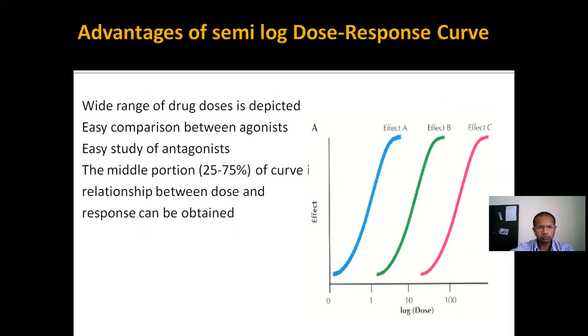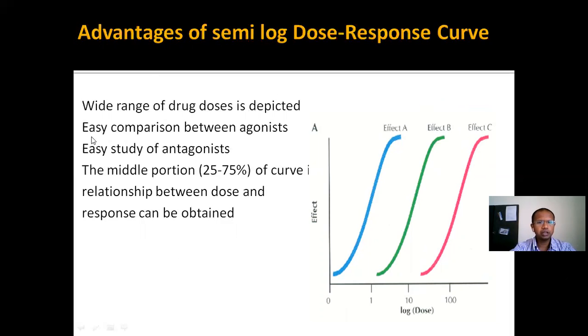So what is the advantage of this semi-log dose response curve? The effect is not under log, only the dose is under log. That's why it is semi-log. So a wide range of drug dosages can be depicted, that is 1, 10, 100 like that. Otherwise, if log is not taken, in a small graph we would only be able to plot 1 to 10 or 1 to 20 at the max. We cannot plot 100 here. That's why the x-axis, the dosages, are under log. So a wide range of drug doses are depicted.